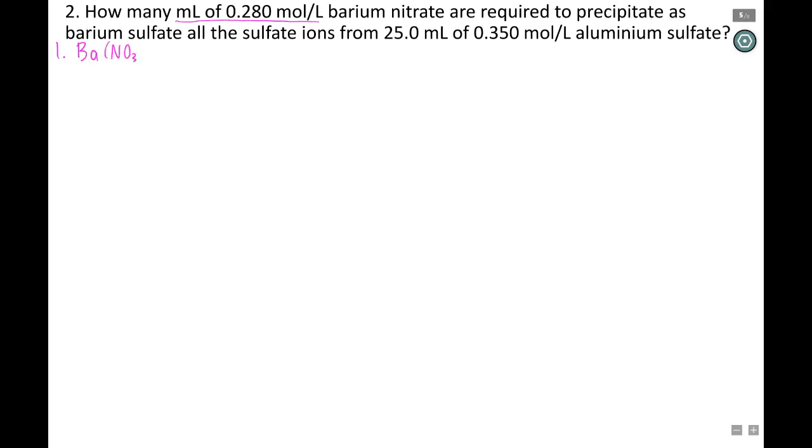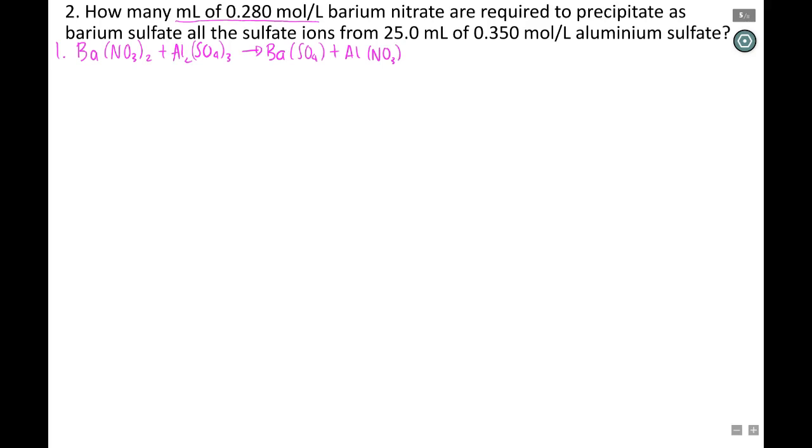barium nitrate plus our aluminium sulfate then forms our barium sulfate and our aluminium nitrate.